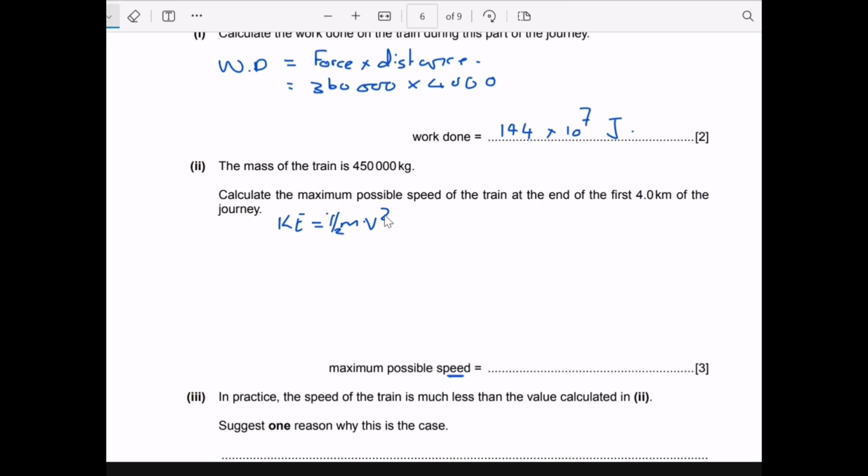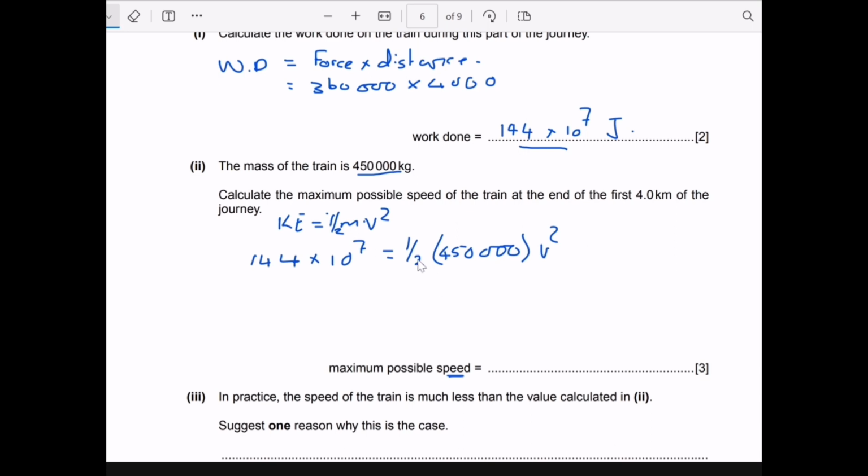So the maximum possible speed, we can only get it if we have totally conserved all energy. If none of the energy is lost, then we have conserved the energy, meaning all the energy that was there has been converted to kinetic energy. Therefore, we are simply saying 144 times 10 to the power 7 is equal to half multiplied by the mass, 450,000, multiplied by the velocity squared. Remember, you are supposed to make V the subject of the formula.